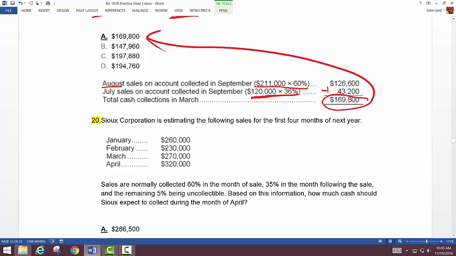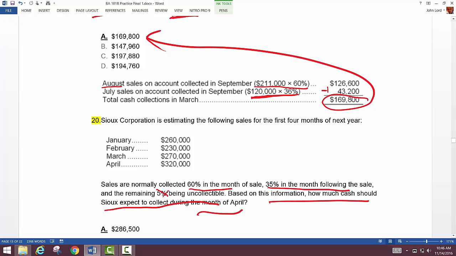Okay, good. Sioux City estimated the following. How much cash should they collect in April? Trying to underscore that. How much should they collect in April? And they tell us that 60% is collected in the month of sale, and 35% in the month following the sale. 5% is uncollected, so I don't worry about that.